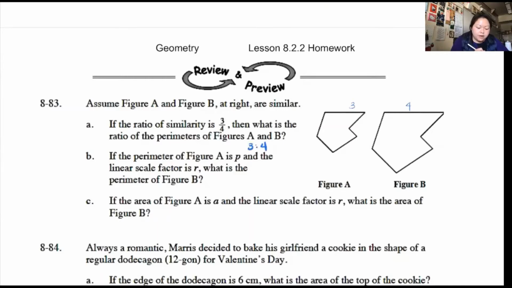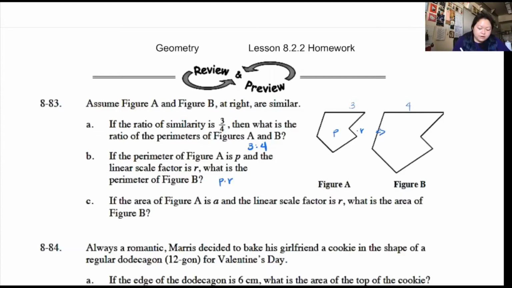If the perimeter of figure A is P, okay, so the perimeter is P, and the linear scale factor is R, what is the perimeter of figure B? So the scale factor is R, so you need to multiply by the scale factor to get the perimeter of this one, right? You're not going to change the number because the scale factor and the ratio of the perimeter should be the same. So the perimeter of figure B should be P times R.